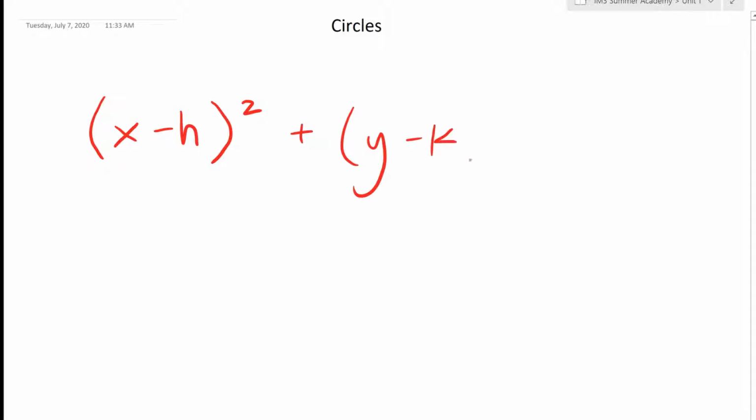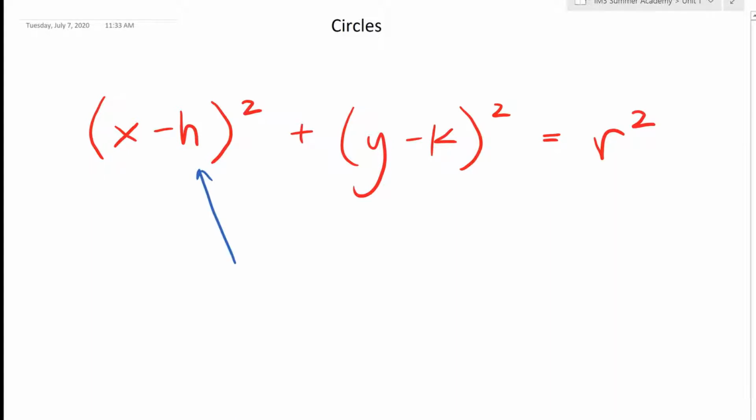Let's start talking about more complicated shapes, and today we're going to start with circles. The general equation for a circle is as follows: (x minus h) squared plus (y minus k) squared equals r squared. And hopefully you see a couple similar letters or characteristics we've seen in other graphs previously.